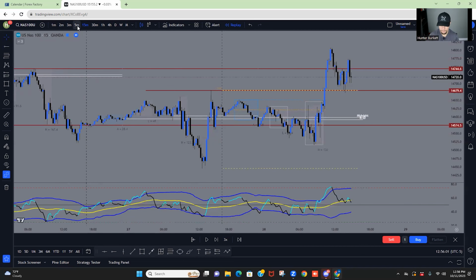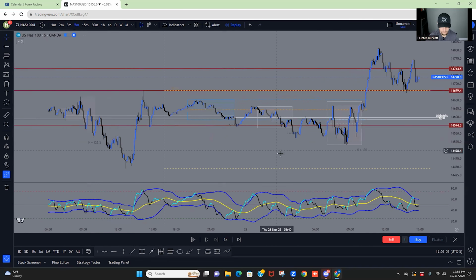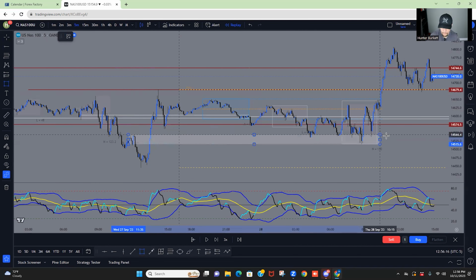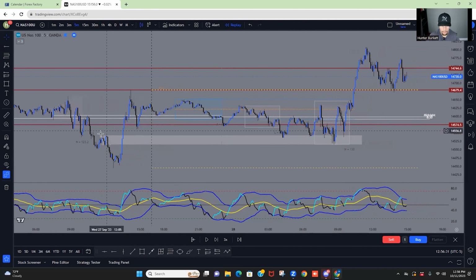So let's go to the 5 minute. You can see here, low, high, lower low, displacement, break of structure. So what's that? Breaker. Last up candle before taking the liquidity, and then displacement. Okay, look at that. So now, what makes this a breaker? What makes this a unicorn setup right here?